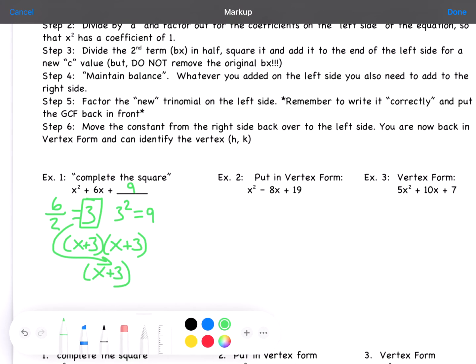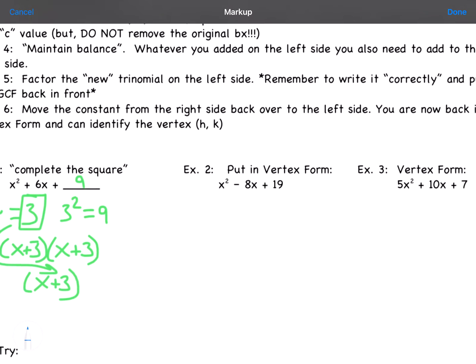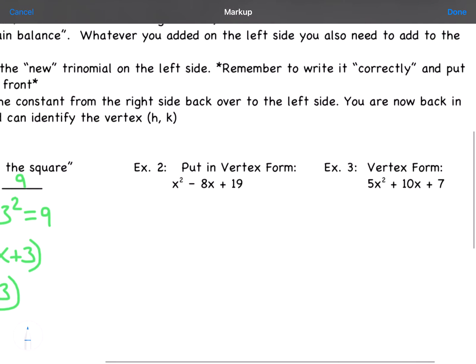Now let's look at example 2. It asks us to put x squared minus 8x plus 19 into vertex form. If you looked at it, you wouldn't be able to factor it very easily. You'd have to use either the quadratic formula or what we're doing now, which is completing the square. So we want to set it equal to 0. Our first step is to move the c value, in this case 19. To move the 19 to the other side, we subtract 19. So it becomes x squared minus 8x equals negative 19.